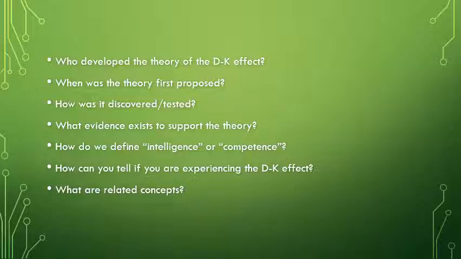And how can you tell if you're experiencing the Dunning-Kruger effect? It seems like sort of a paradox in the sense that if you're unskilled at something, you think that you're very skilled, but if you're skilled at something, you would also think that you're very skilled. So how do you know if you are skilled or unskilled? How do you know if you're overestimating your abilities? And finally, related concepts. What related concepts might we want to investigate? What are ideas that you need to understand in order to understand the Dunning-Kruger effect?